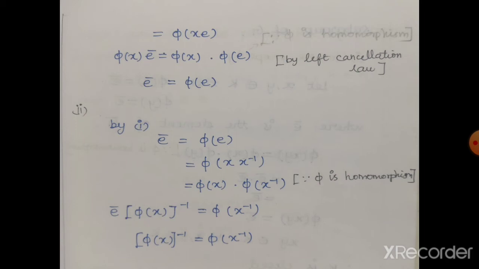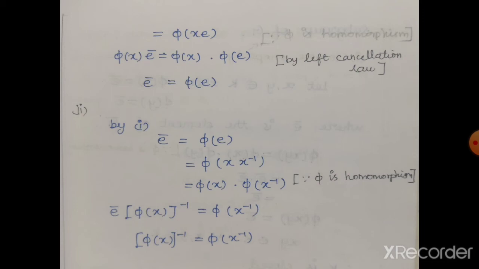So in the left hand side we have phi of x into E bar is equal to phi of x into phi of E. Here phi of x will be cancelled, because by the left cancellation law we have to cancel phi of x. So we get the result E bar is equal to phi of E. Now we have to come to the second subdivision.